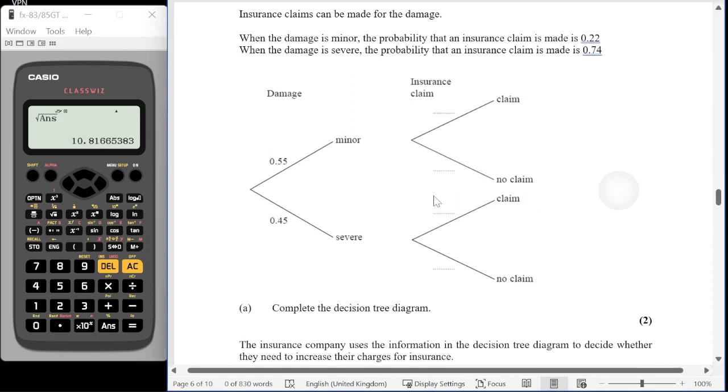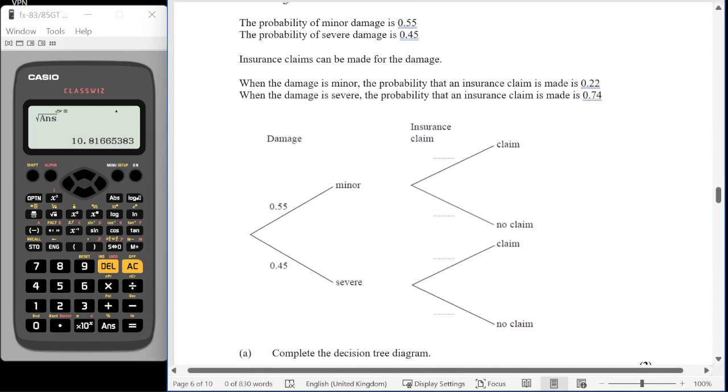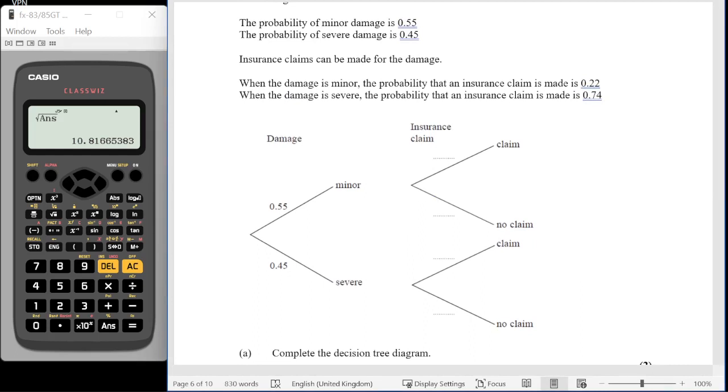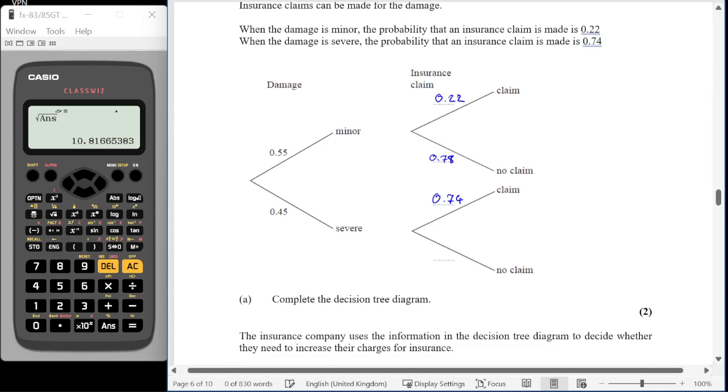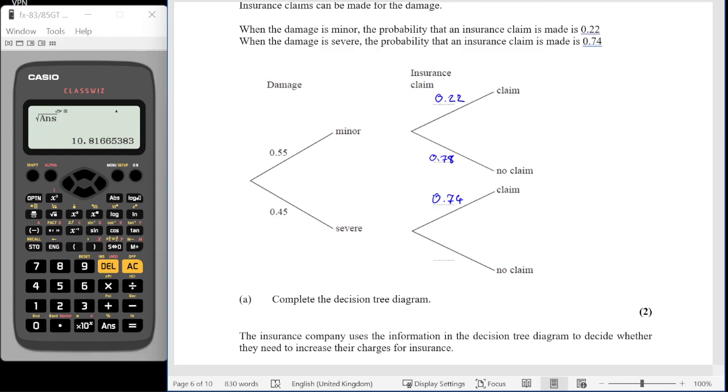Complete the decision tree diagram. Okay. So when the damage is minor, the probability of the claim is 0.22. So we'll just put that in. And then when the damage is severe, the probability an insurance claim is made is 0.74. So that's just processing the information from the question, really. And then working out the other values. So it's going to be 1 minus 0.22, which is going to be 0.78. And then 1 minus 0.74, which is going to be 0.26.